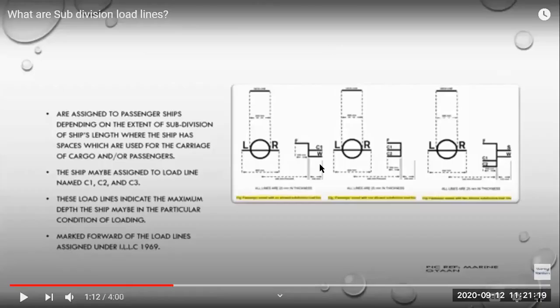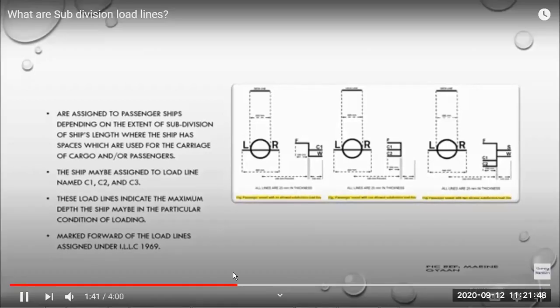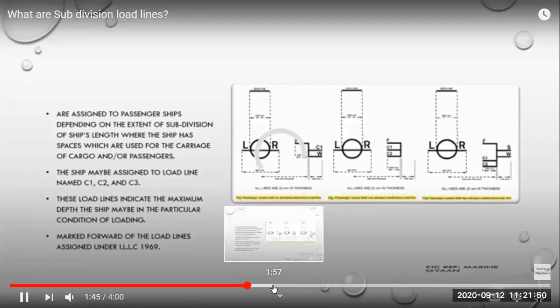Correct? So let's see what the requirements for these subdivisions are. As per the load line, there are places assigned which are safe for carrying passengers. The places where we cannot allow passengers we will exclude, and in other places we can have passengers. Places which are more prone to weather, like forward or open decks, where weather can easily affect, we should not have passengers. So these are the conditions for assigning subdivisions.